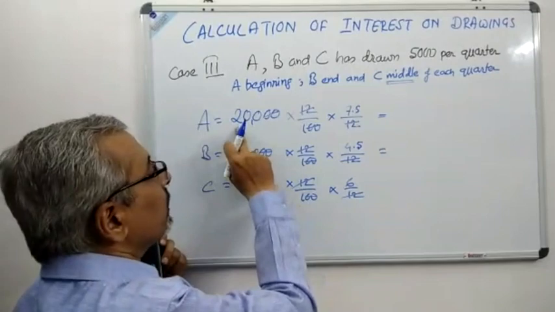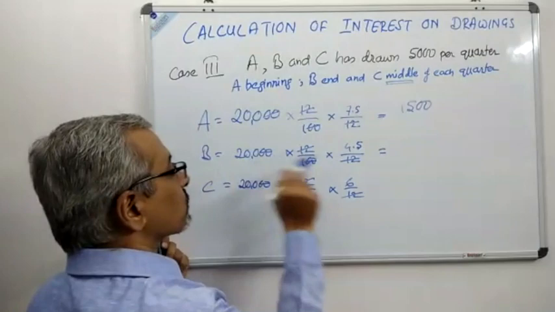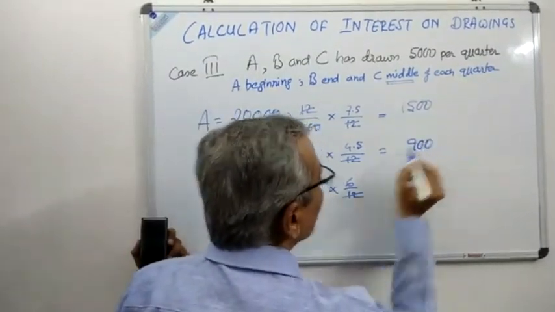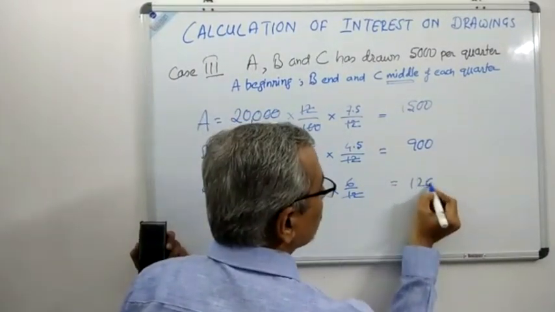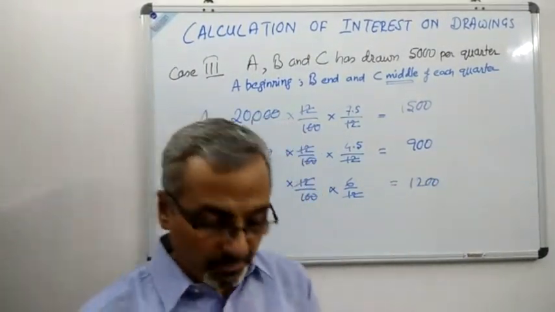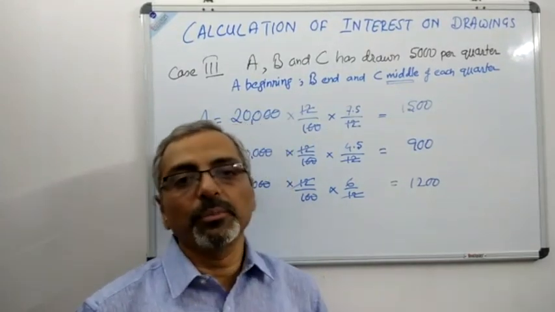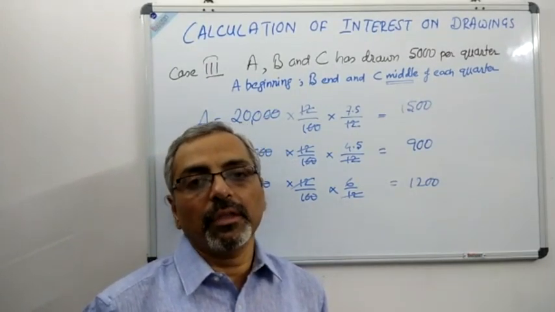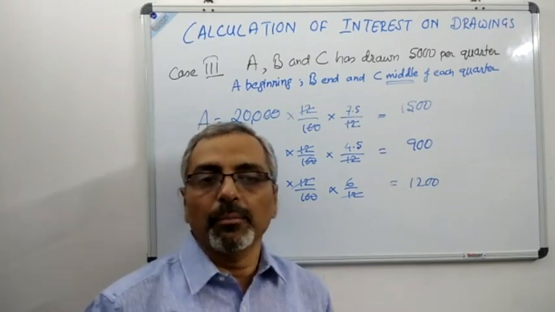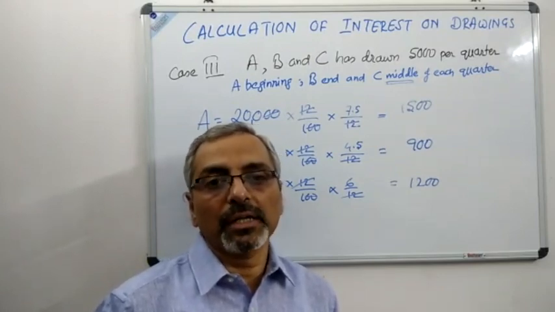So the first case was 200 into 7.5, which is giving us 1500. The second case is 200 into 4.5, which is giving us 900. The last case, you can see over here, 200 into 6 is giving us 1200. So this is the case in which we have calculated the interest on drawings on the basis of quarter, and I have explained to you the concept of beginning of each quarter, end of each quarter, and middle of each quarter. Not always is it given that the money is being drawn in such a manner. The money can be drawn on different time frames also, which I'll take in the fourth case and explain to you how it is drawn on different time frames.